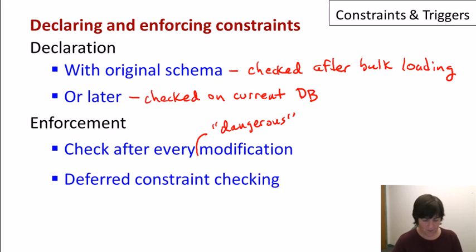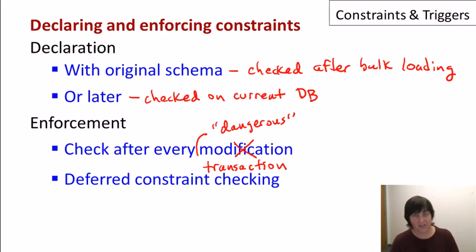There's also a concept known as deferred constraint checking. Deferred constraint checking says that sometimes we may want to do a whole bunch of modifications that during the modifications violate the constraint, but once we're done with all of them, the constraints will hold again. In that case, instead of checking after every modification, what we actually check is after every transaction.